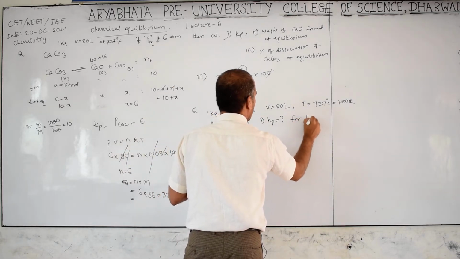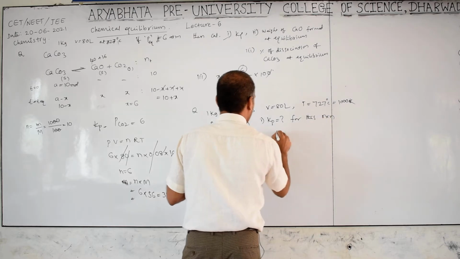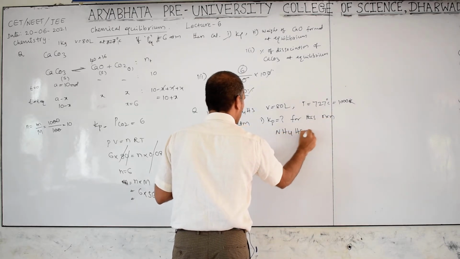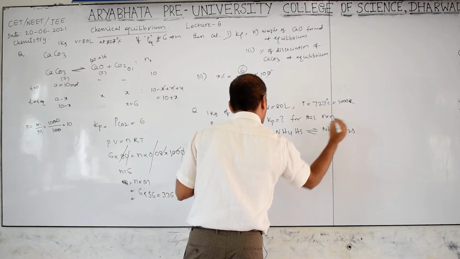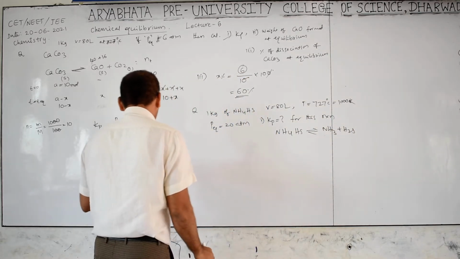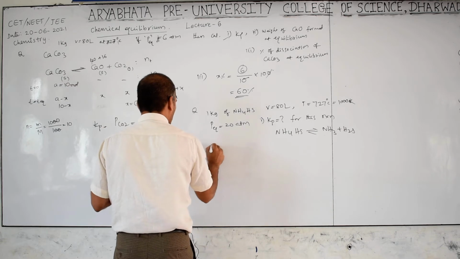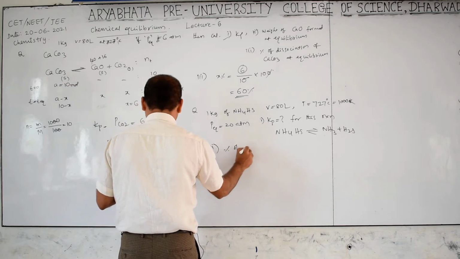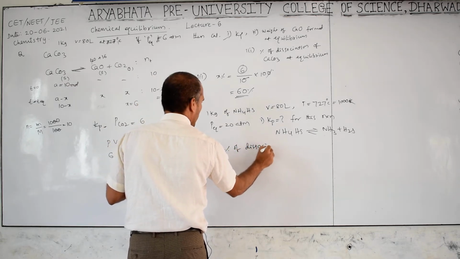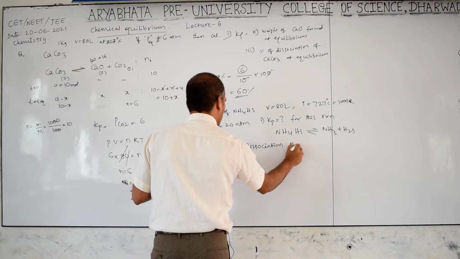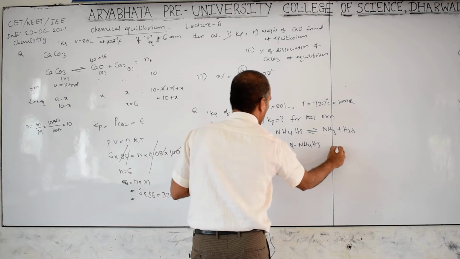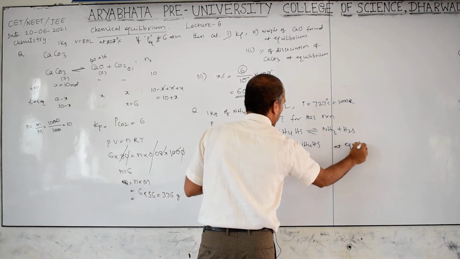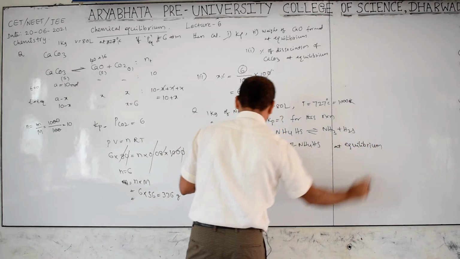For this reaction given here: NH4HS gives rise to NH3 plus H2S. They have given this equation. And also calculate, second one, the percentage of dissociation of NH4HS at equilibrium. This is the question.